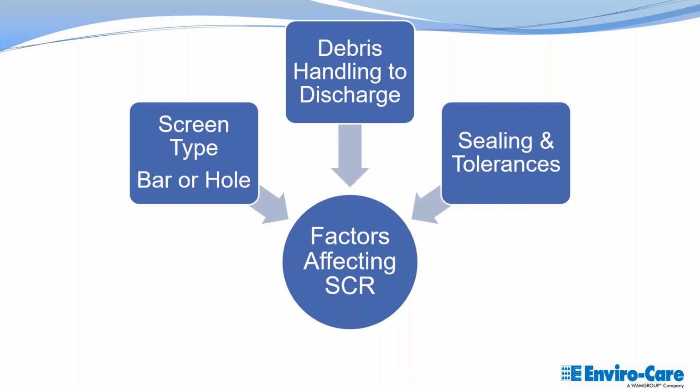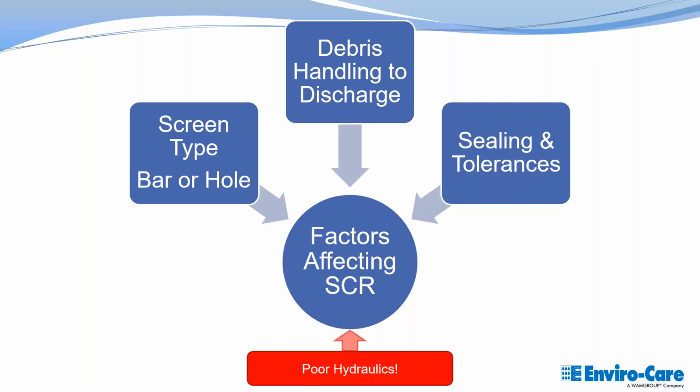Additionally, sealing and tolerances. You can put a great screen in, but if everything can go right around the sides of it, it doesn't make a difference. So a good sealing system makes an important factor as well. Now, all of that can be undone by poor hydraulics. If you don't have a good channel design where you have the ideal velocity through the channel and ideal velocity through the screen itself, you could end up with a bad, poorly performing screen. So all of these things need to be considered when you're designing a screen.